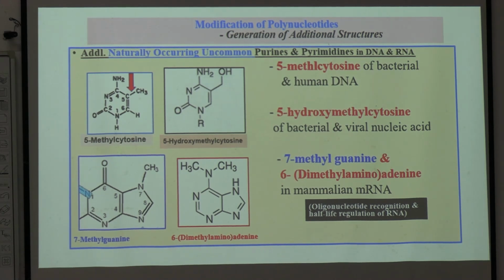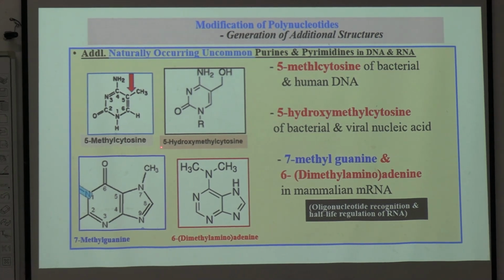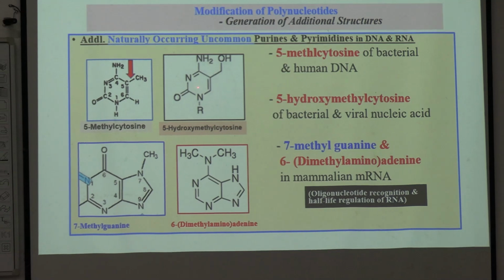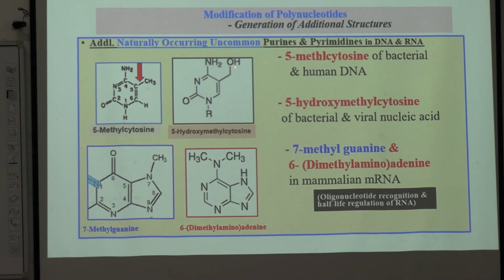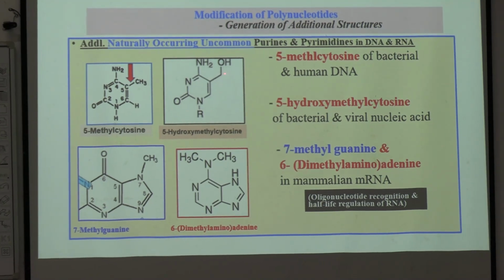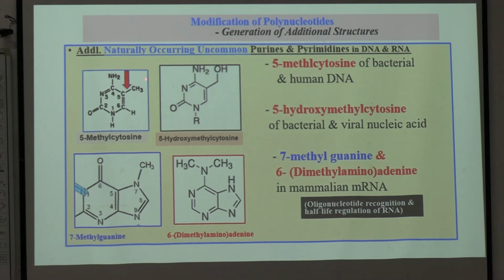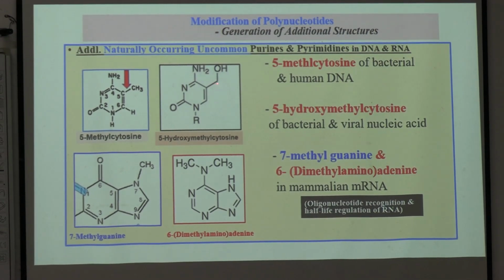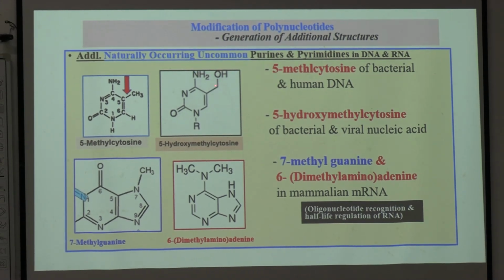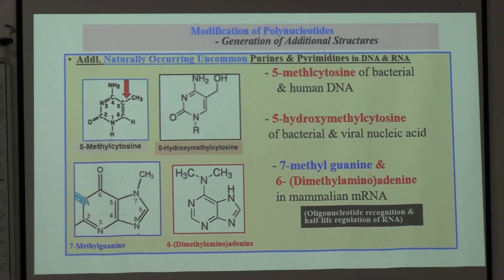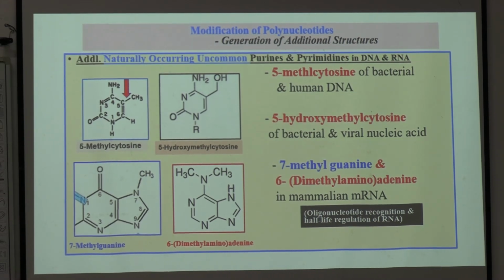Modification of polynucleotides. Normally we know cytosine, but this is 5-methyl cytosine. At the 5 position, methylation is there. And this is 5-hydroxymethyl cytosine. Because a methyl group is there, and in addition there is a hydroxyl group. This 5-methyl cytosine is present in bacterial and human DNA. These are the targets for drug therapy.